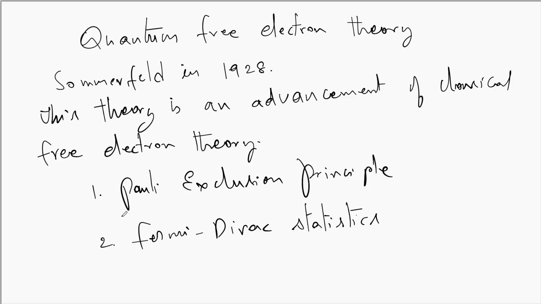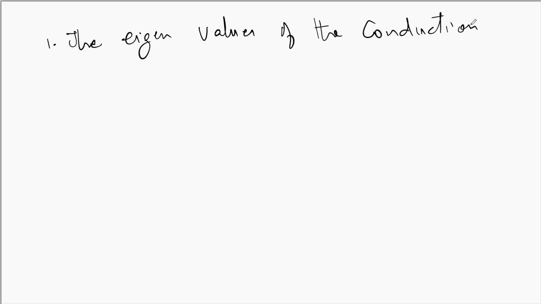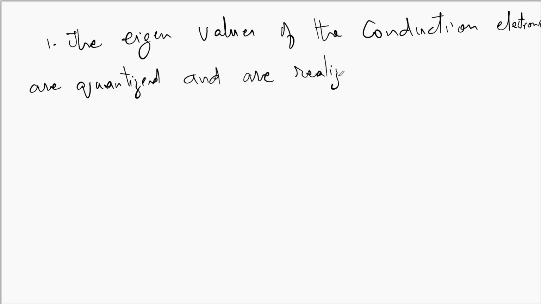The main assumptions: the first assumption is that the eigenvalues of conduction electrons are quantized and are realized in terms of a set of energy levels. It introduces the concept of discrete energy levels.